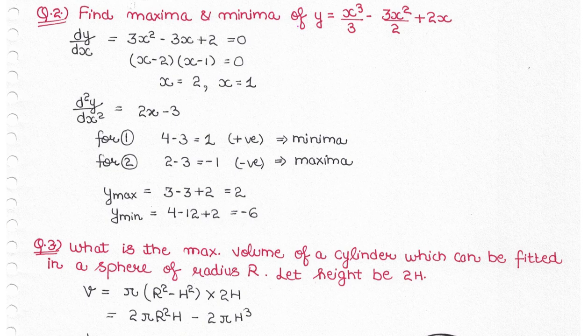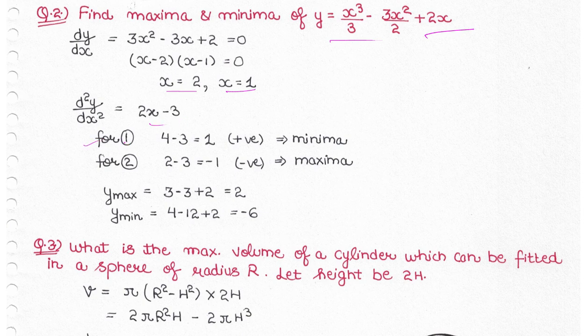Find the maxima and minima of y is equal to x cube by 3 minus 3x square by 2 plus 2x. So dy/dx is equal to x square minus 3x plus 2 is equal to 0. We have x is equal to 2 and x is equal to 1. Now we can check by putting these two values after taking the second derivative of this function. So d2y/dx square is equal to 2x minus 3.